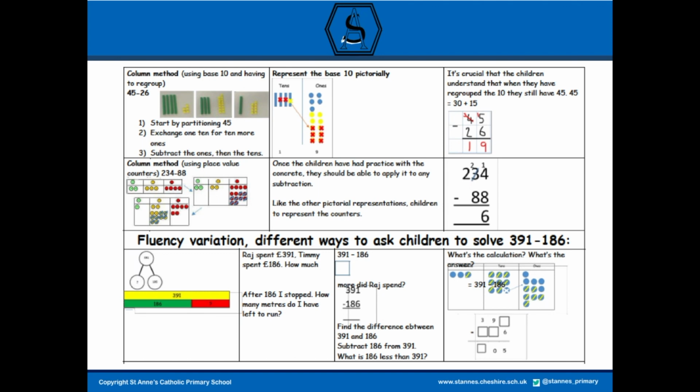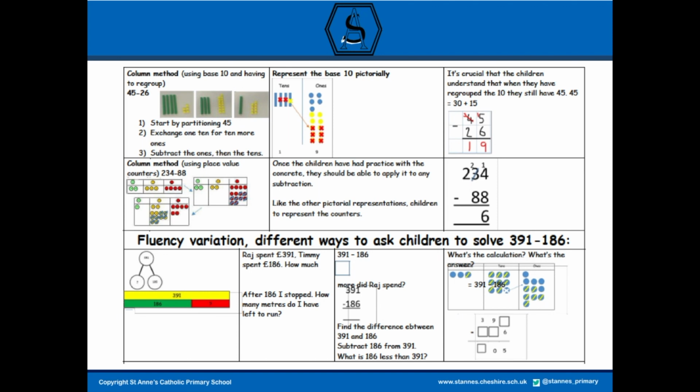Then we move on to, again, the column method. This is using place value counters this time instead of base 10. So it's the same method. Once they've moved on to the pictorial, they can draw the place value counters just like the concrete, and then we're on to the abstract again. Now just take a note how this is recorded, and this is how it will be taught right up to year 6.